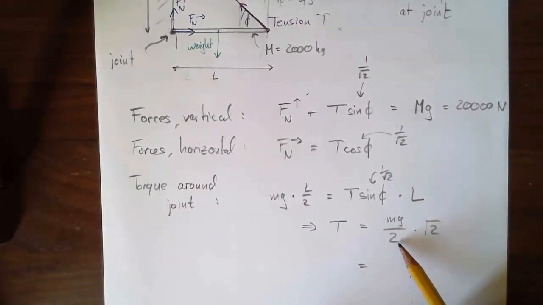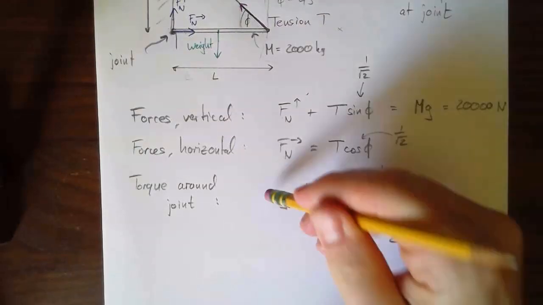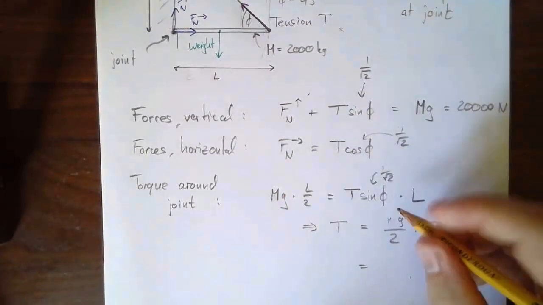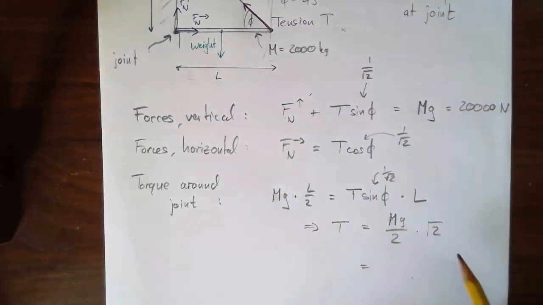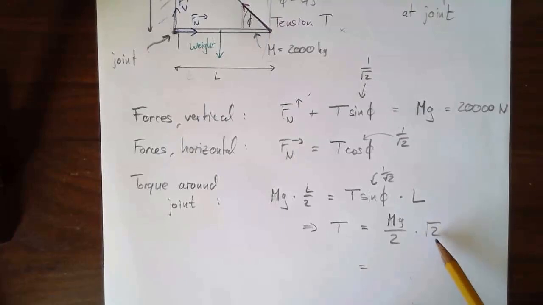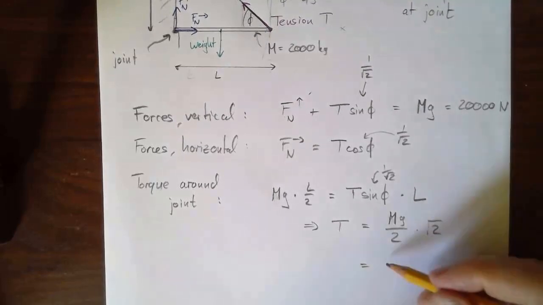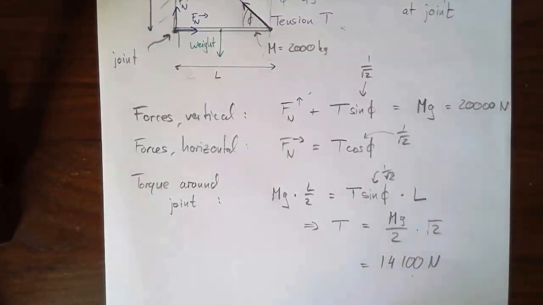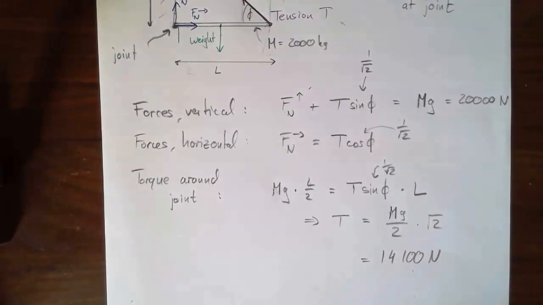Now, what does this make? 20,000 divided by 2 is 10,000. Right, we have 20,000 up here. Oops, I keep doing little m's, should of course be big M's. That's what I called it. Got to be consistent here. Anyway, 20,000 divided by 2 is 10,000 times square root of 2, 1.41, is about 14,100 newtons. That's the tension in this chain. It's a lot, but it's a heavy chain.